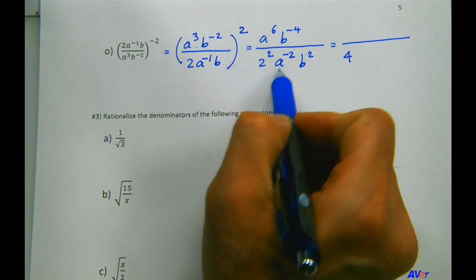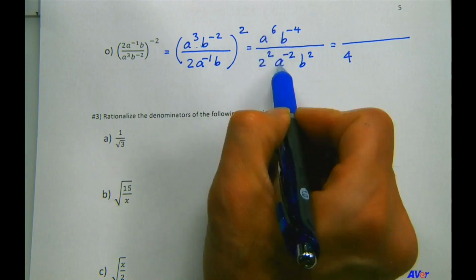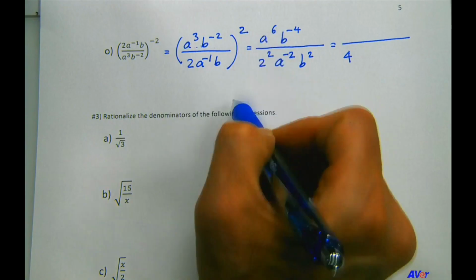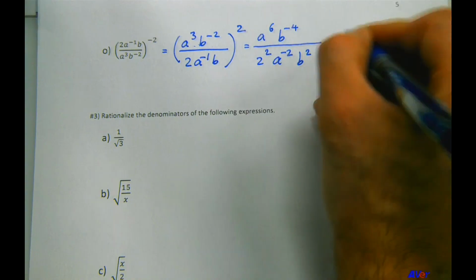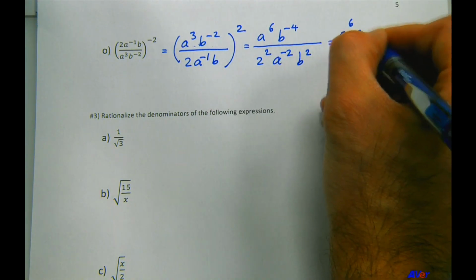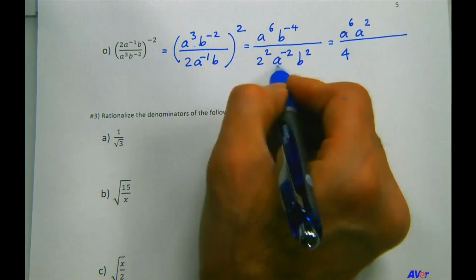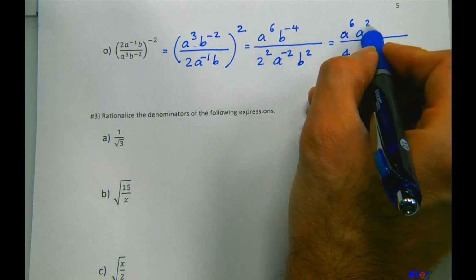A to the 6, a to the negative 2. Which one would you move? Would you move a to the 6 down or a to the negative 2 up? If you said a to the negative 2 up, you're absolutely correct. So a to the 6 times a squared. As a to the negative 2 power moved up, we ended up with a positive 2 power.